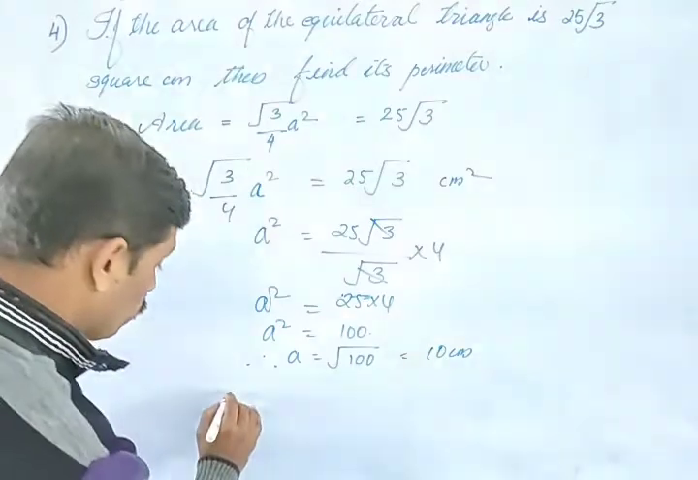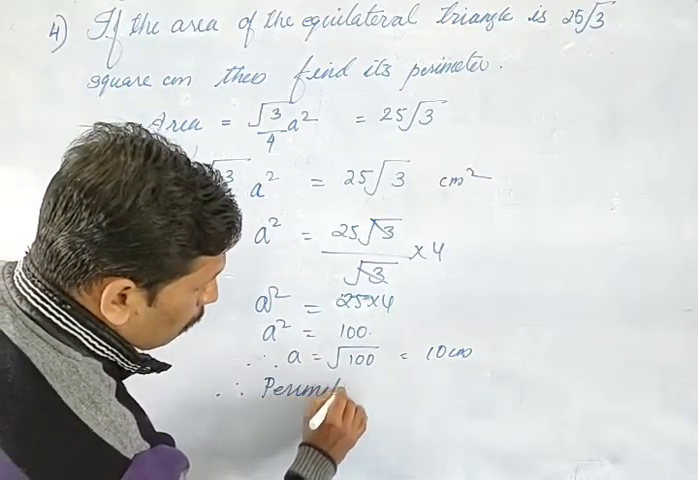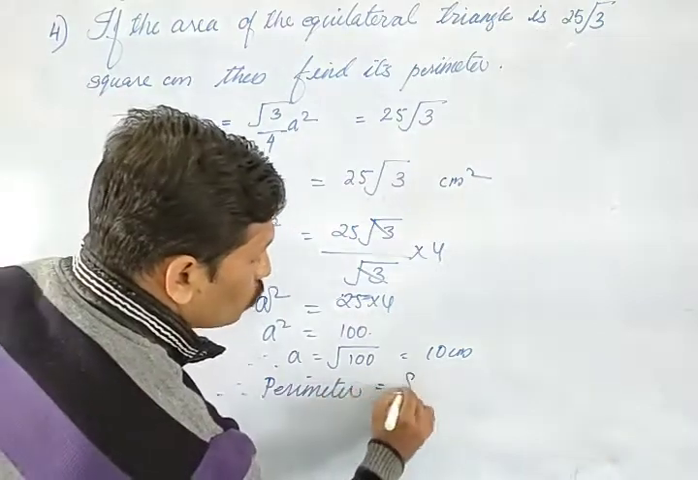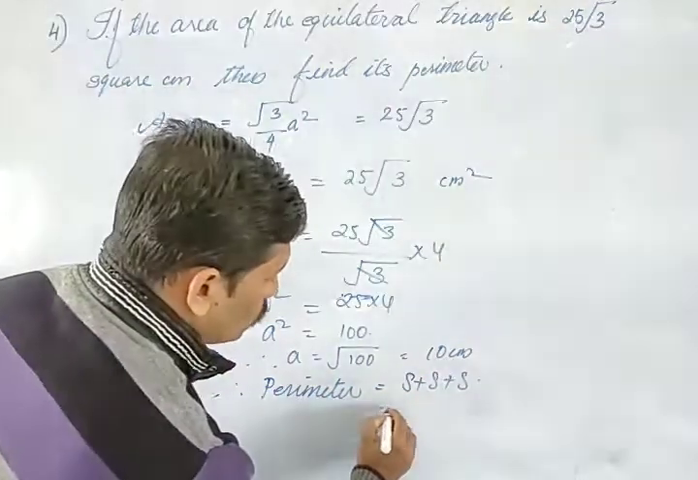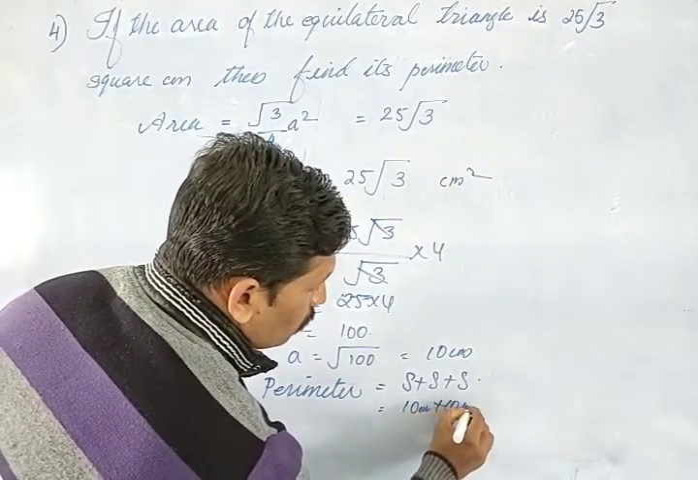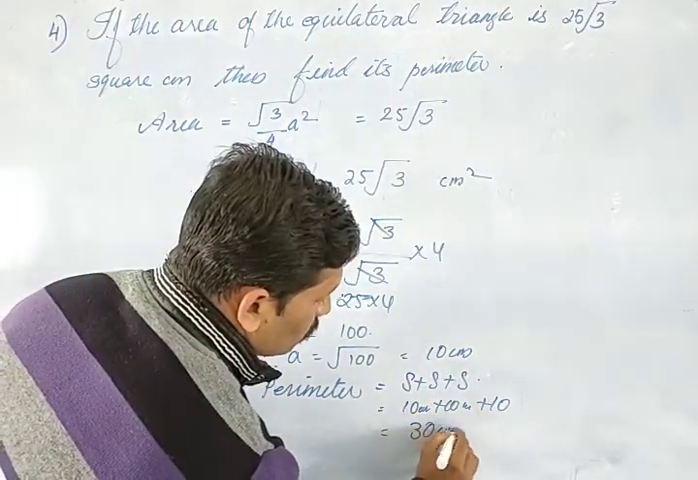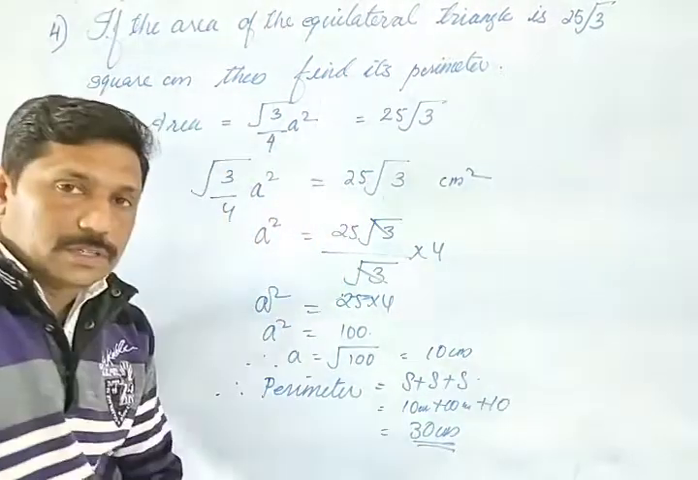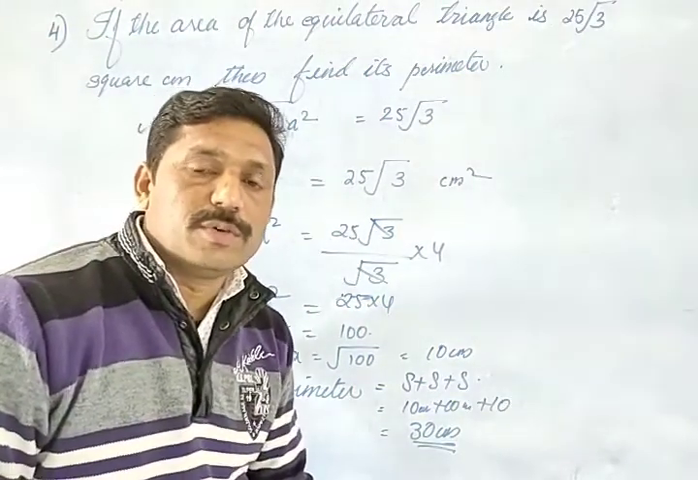Therefore, perimeter is equal to side plus side plus side, or 3 into side, we can use that. Therefore, 10 centimeter plus 10 centimeter plus 10 centimeter, so perimeter is equal to 30 centimeter. So, students, I think that you understood this question. We will move to the next question.